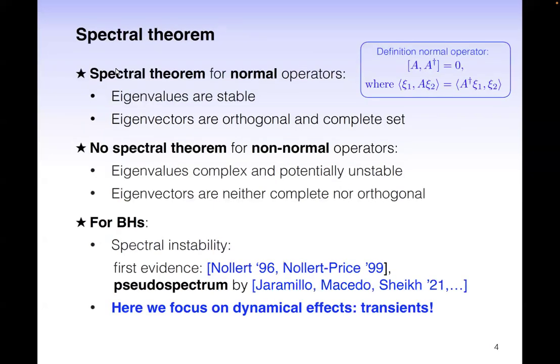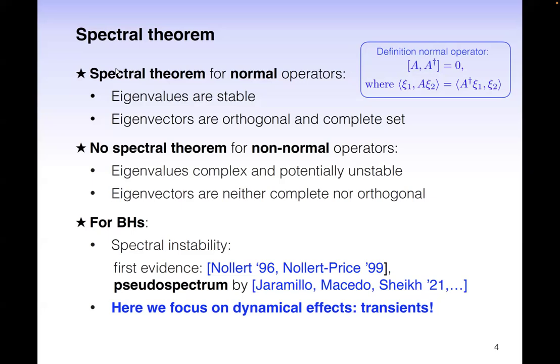So what is the spectral theorem? The spectral theorem says that if you have a system that is closed and non-dissipative, then the Hamiltonian of the system is a normal operator. And by normal, what I mean is that it commutes with its adjoint. In order to define the adjoint, you need to introduce an inner product. So that's what a normal operator is. A non-normal operator is something that does not commute with its adjoint.